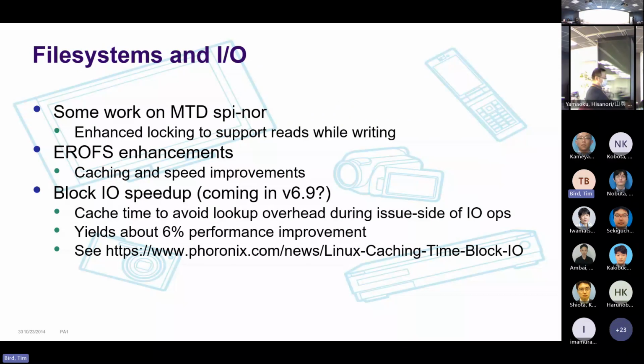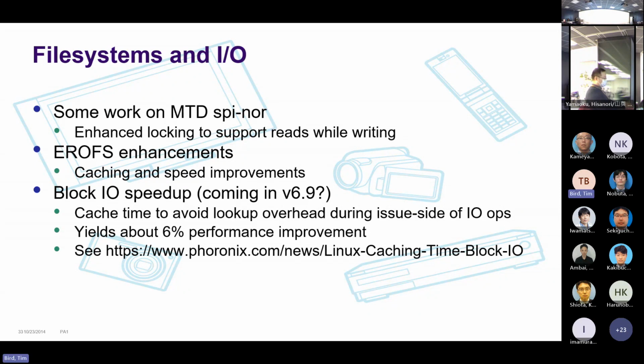In terms of file systems, there was some work on memory technology devices, SPI NOR. There are still people who are using raw flash. There was enhanced locking to support reads while writing, and some enhancements to the extended read-only file system. And then the big piece of news here, I thought, for file system performance was block IO speedup. This is a set of patches that I think are queued for version 6.9.